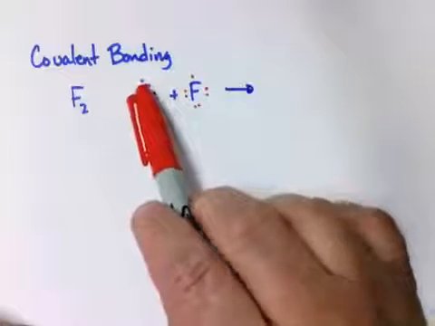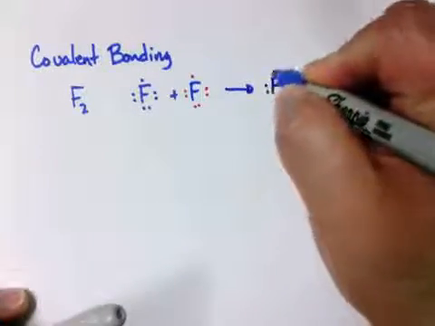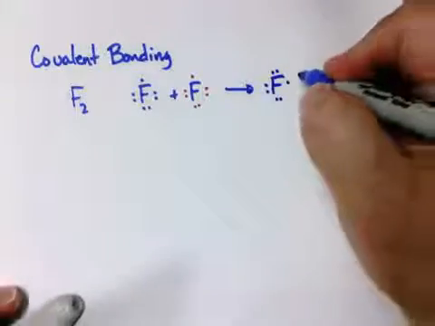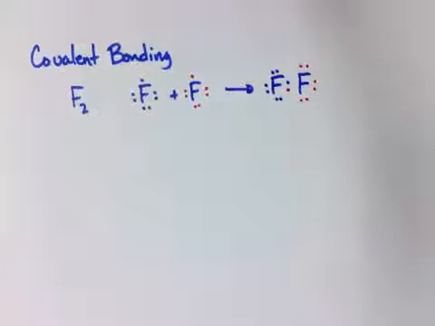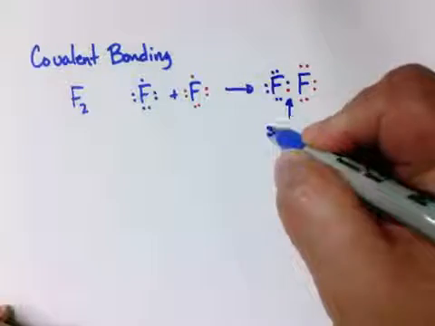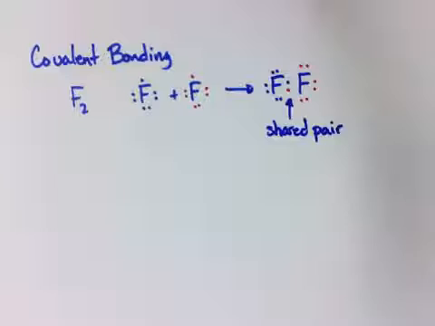Bonding, the 2 fluorine atoms are going to take advantage of the fact that they have an unpaired electron and they have a vacancy in their p orbital. And what's going to happen is that the 2 fluorines are going to share those 2 unpaired electrons, and this results in a shared pair. And that's the covalent bond that exists between the fluorines.